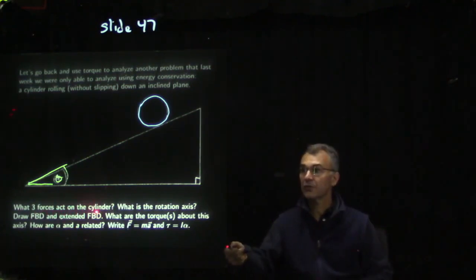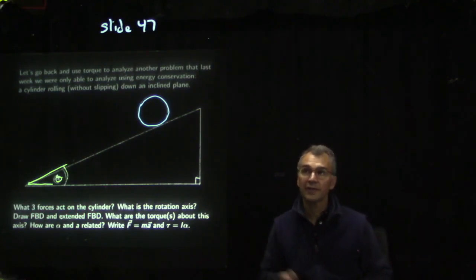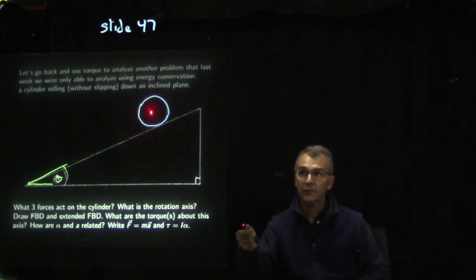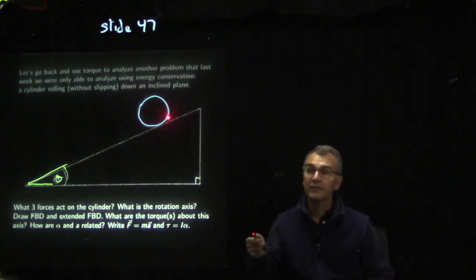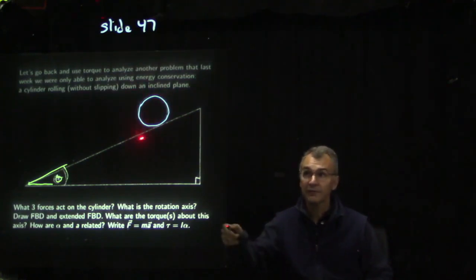So there should be three forces acting on the cylinder. What are they? Well, I think we have gravity acting downward, which I suppose we will decompose. And we have the normal force acting perpendicular to the surface of the plane. And we have static friction. Static friction is what causes the cylinder to roll without slipping, and it acts tangent to the surface of the inclined plane.